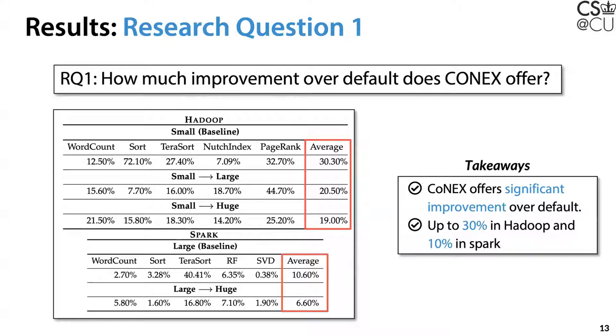In terms of the performance over default, we observe that ConEx offers significant improvement over the default. As highlighted by the red boxes here, we notice that the improvement over default can be up to 30% in Hadoop and up to 10% in Spark across all the workloads and job types.